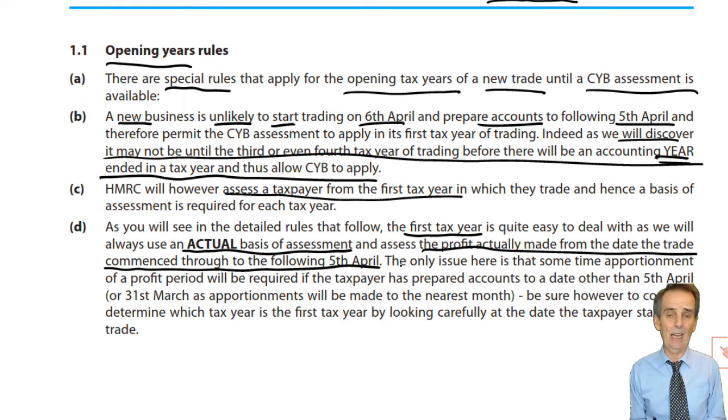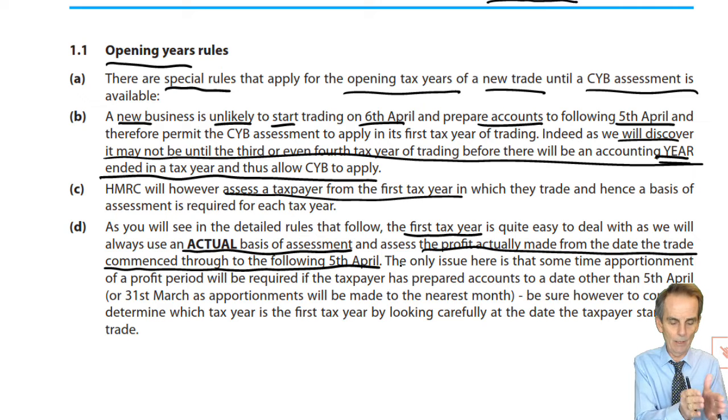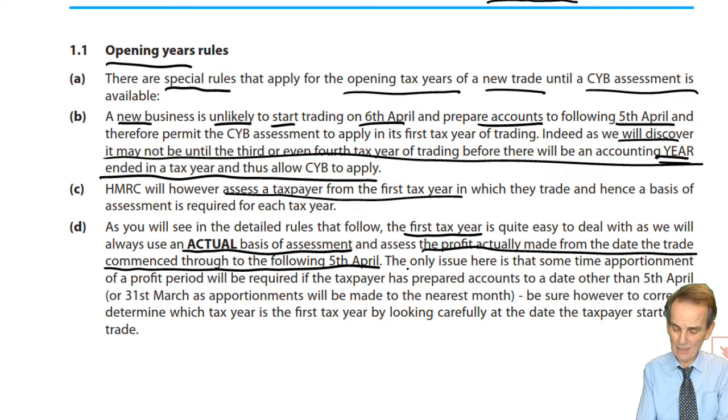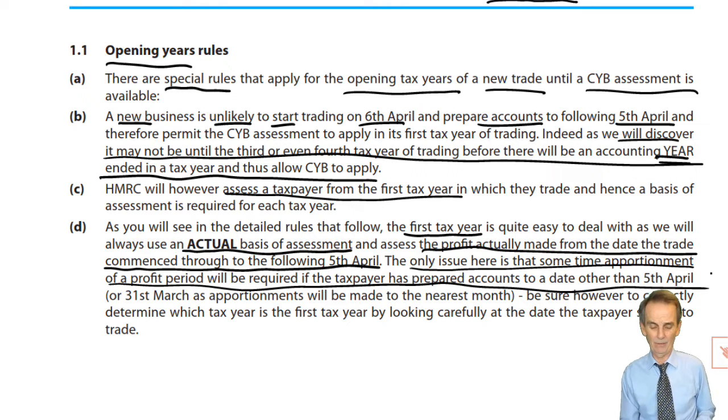But the basis of assessment is simple. It is actual. What profit was made from start date to the following 5th of April. But again, remember, we must be looking at that as a part of an accounting period, or all of the opening period and a part of the second period. We'll see that with practice in a few minutes' time. As we said, the only issue here is some time apportionment of a profit period will be required if we prepare accounts to a date other than 5th of April.